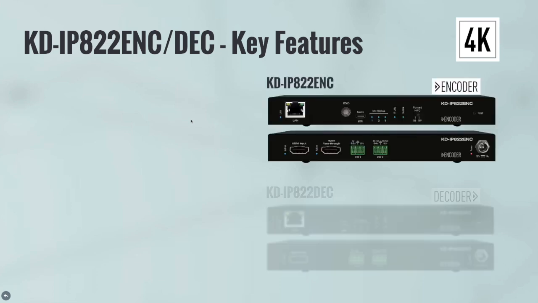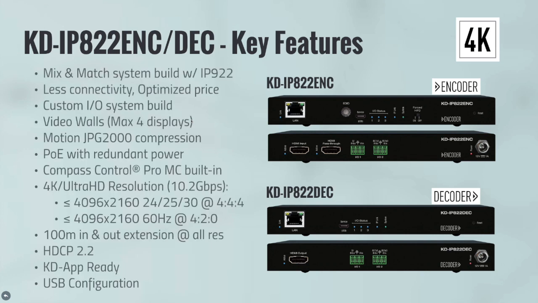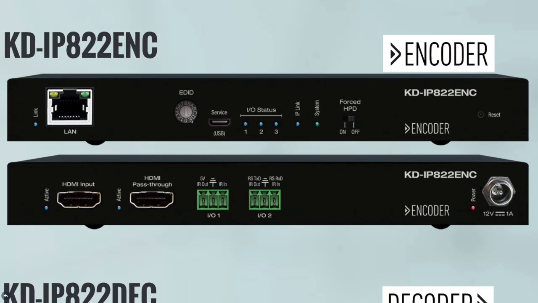And then, as I mentioned, we released the IP822s a few years after the IP922s. And you can see here, it looks very, very familiar, but we were able to offer less connectivity to optimize the price point of the product and overall the system, because you can mix and match with IP922s. So if you need something like audio de-embed, you could add a 922 where that is needed, but use 822s in other locations that may not require some of the connectivity that the 922 offers.